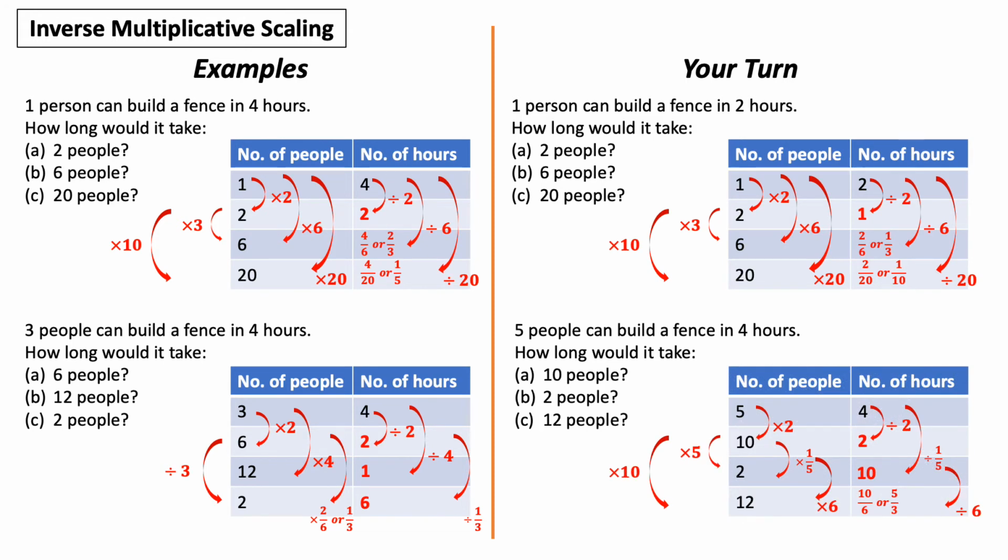On to the second example then, second your turn. Again, I used exactly the same technique here, and I got 2 hours, 10 hours and 5 over 3 hours here for 10, 2 and 12 people respectively. Now again, please don't worry about the fractions, they are just divisions. So make sure you have those examples written down as well as the your turn questions before you move on.